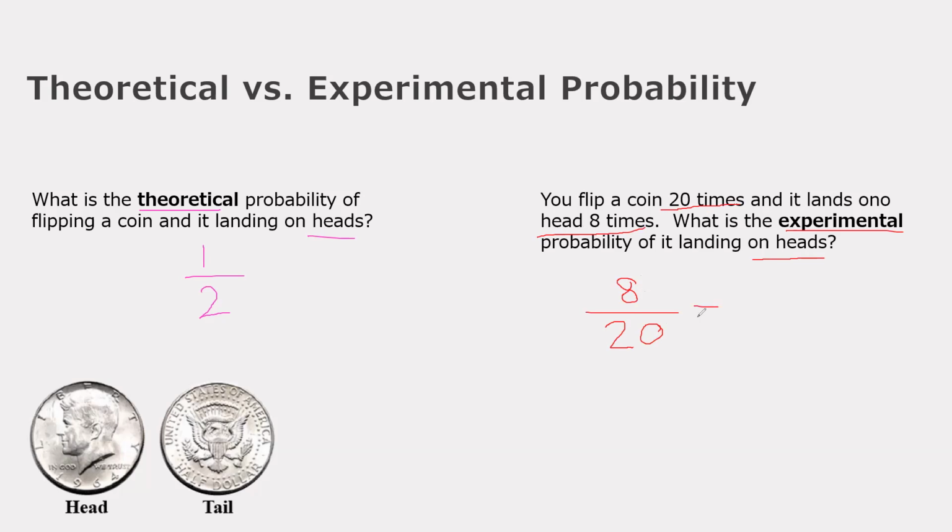And if I wanted to simplify this, I could simplify by dividing by 2. That gives me 4/10. I could divide by 2 again, and that gives me 2/5. If you wanted to simplify it, you could. So that's the difference there. You'll get 2 different answers, but it's a similar process: the numerator is what you're finding the probability of. The denominator is your total.